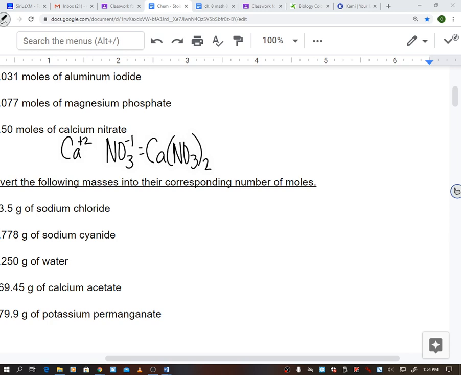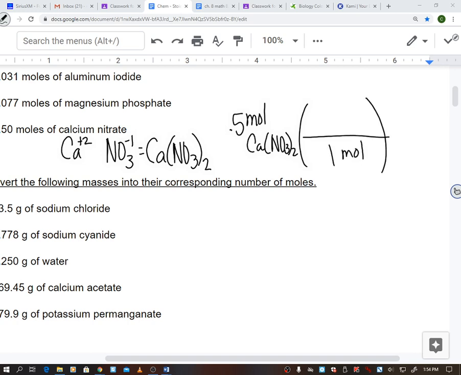Now it tells me that I have 0.5 moles of calcium nitrate. So in 1 mole of this, I need to figure out how much all of this weighs. So if you look at your periodic table, you will find that calcium weighs 40. Nitrogen is 14, but there are 2 of them, so that's going to be 28. And then oxygen is 16, but there are 6 of them. So you're going to add 40 plus 28, and then whatever 16 times 6 is, all of that together should give you 164 grams. You're going to multiply that by 0.5, and this answer is 82 grams.